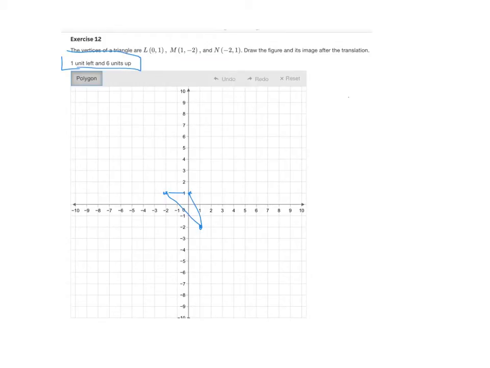I'm going to have to do it again. Let's see, 1, 2, 3, 4, 5, 6. So it looks like it would be right there. Let me use a different color. Okay.